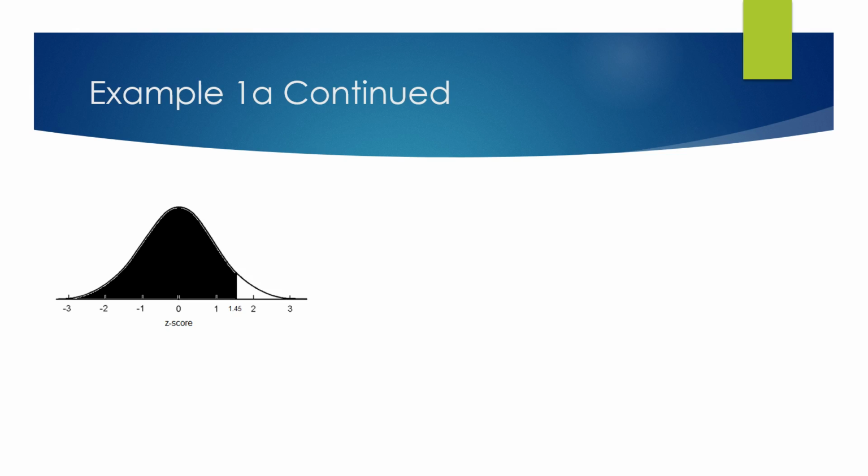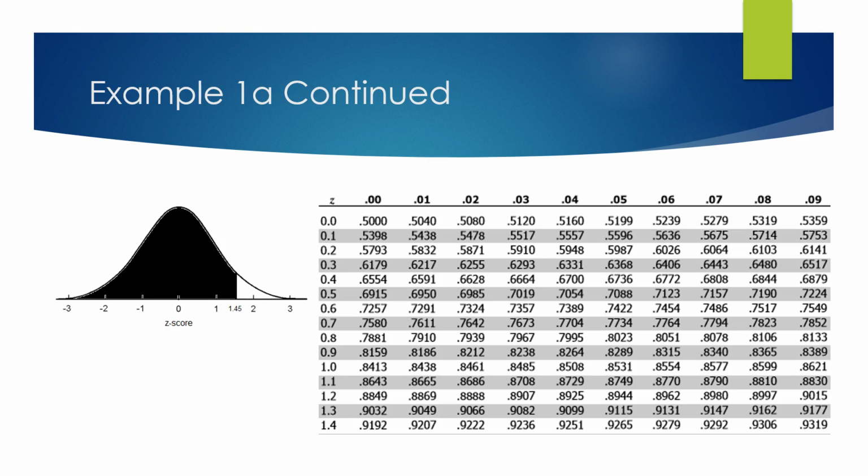So in order to figure out how big this area is, we are going to need the statistical tables. This is a little snippet from the standard normal tables. What you do is you look up your z-score of interest. So I'm going to look up 1.4.